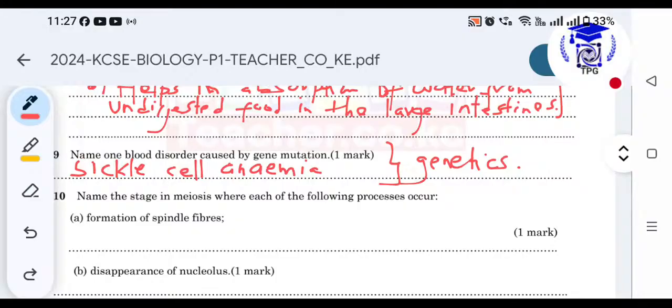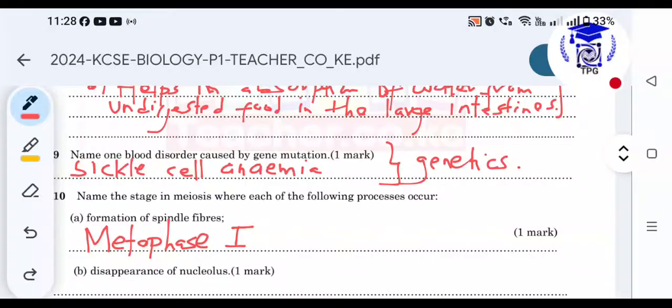The next question, number 10. Name the stage in meiosis where each of the following processes occurs. Formation of spindle fibers. Spindle fibers in meiosis are formed at metaphase 1.